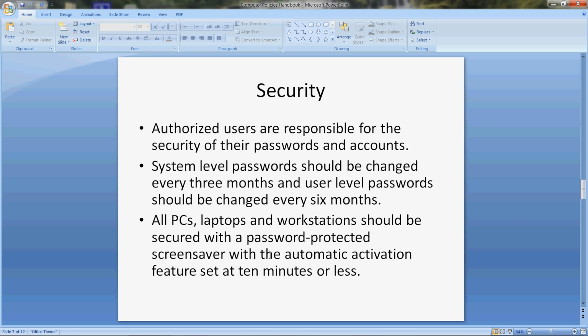Security. Authorized users are responsible for the security of their passwords and accounts. System-level passwords should be changed every 3 months, and user-level passwords should be changed every 6 months. All PCs, laptops, and workstations should be secured with a password-protected screensaver with the automatic activation feature set at 10 minutes or less.